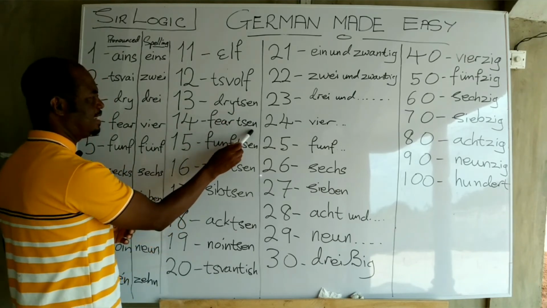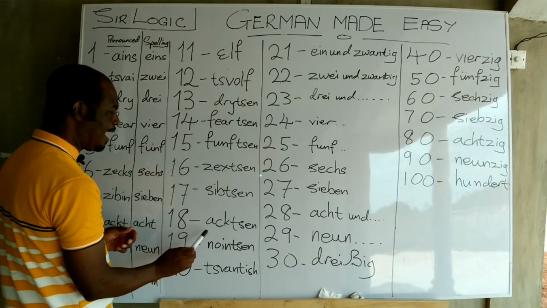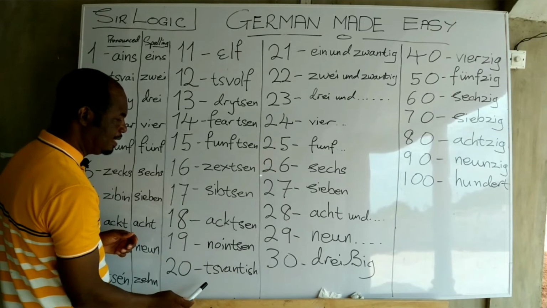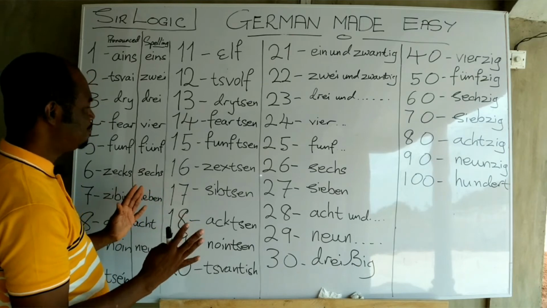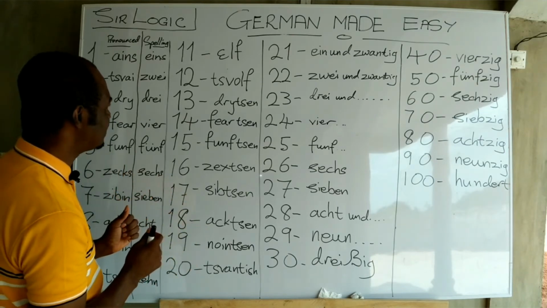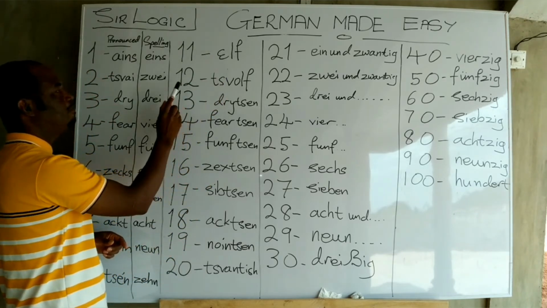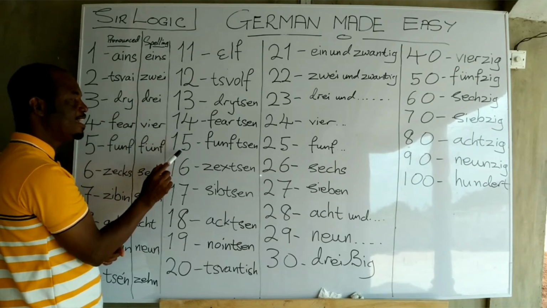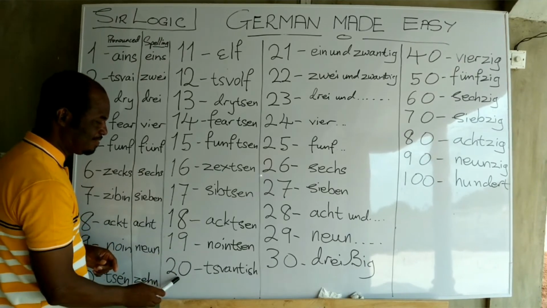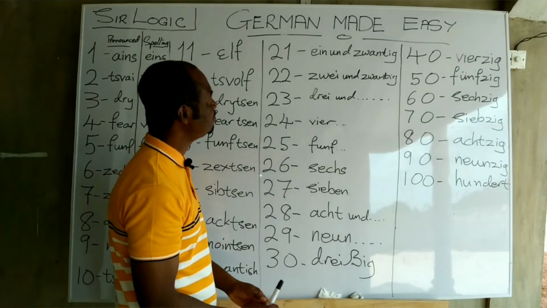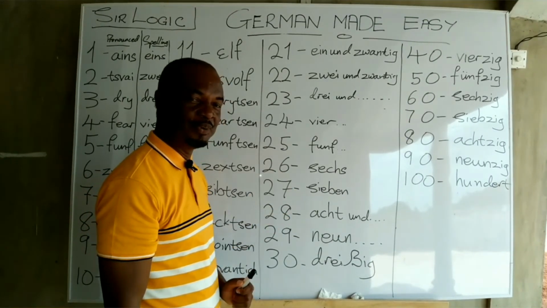13, 14, 15, 16, 17, 18, 19, 20. Simple. You've done really well because I didn't expect you to be able to create it yourself like that. Let's go over again before we continue with the 21. Elf, 12, 13, 14, 15, 16, 17, 18, 19, 20. Let's continue with the 21. It's interesting. We are getting to 100. And then from here, we are going further to other things.